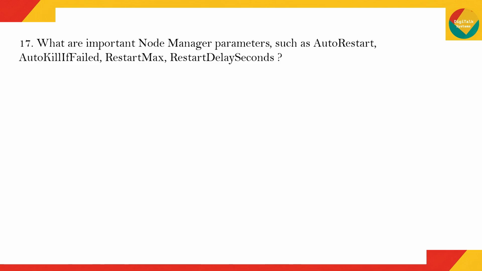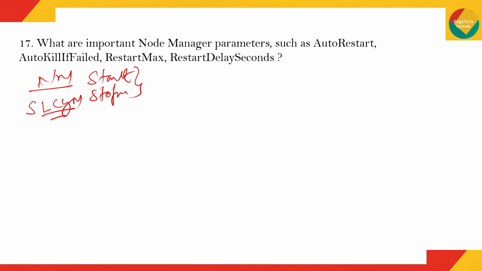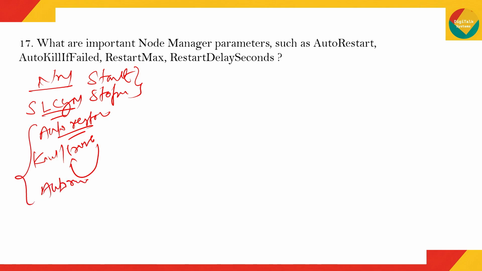What are the important node manager parameters, such as auto restart, auto kill if failed, restart max, and restart delay seconds? What we have learned about the node manager is that it is used to control server lifecycle management. Besides starting and stopping the server, it has the feature of auto restart. If a server is killed or crashed due to any reason, it will automatically restart. All these features are controlled by certain parameters in the node manager, and these are the parameters.